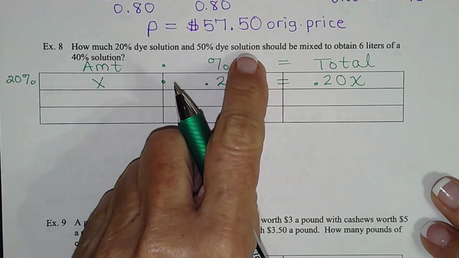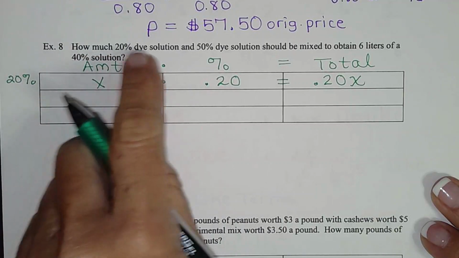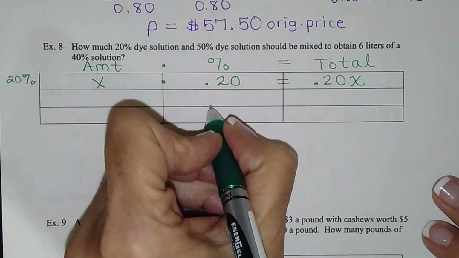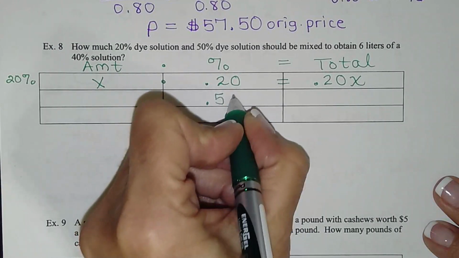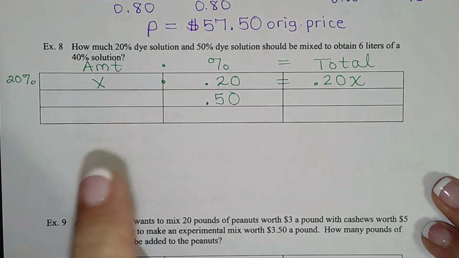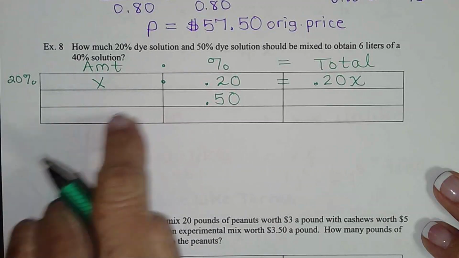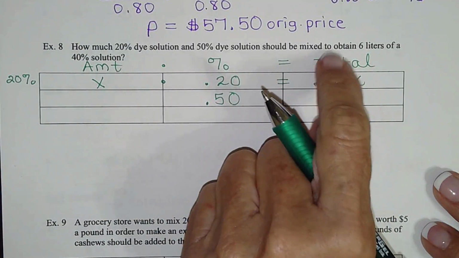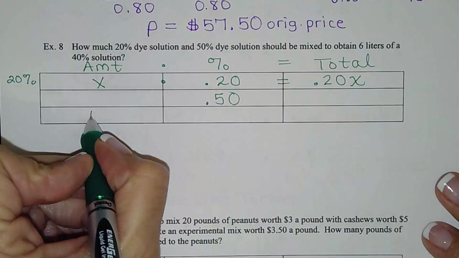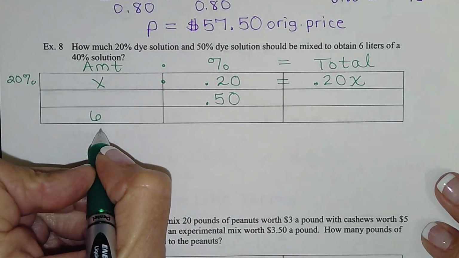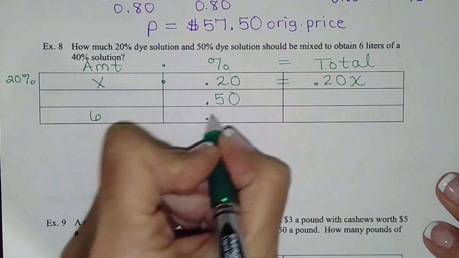And 50% dye, so that means how much 20% and 50%. So I'm not going to put that in there yet because I want to go to the next line so you can see where this came from. To obtain 6 liters amount of a 40% solution.